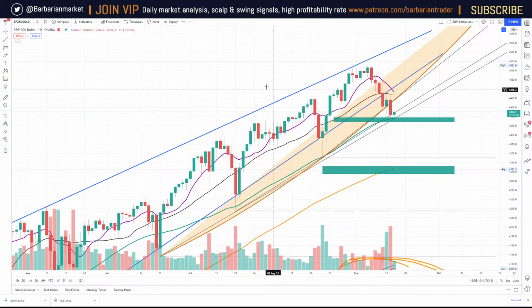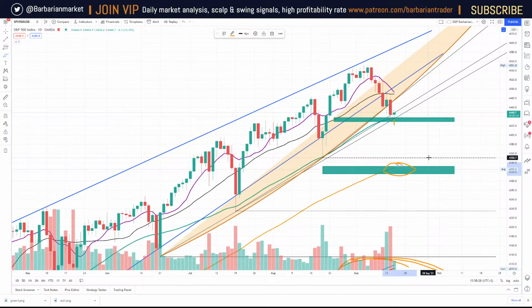Once they break this, it's game over. Also, this is the last support, the last diagonal support, okay? Once they break this, they will head here, to the 200 moving average, okay?